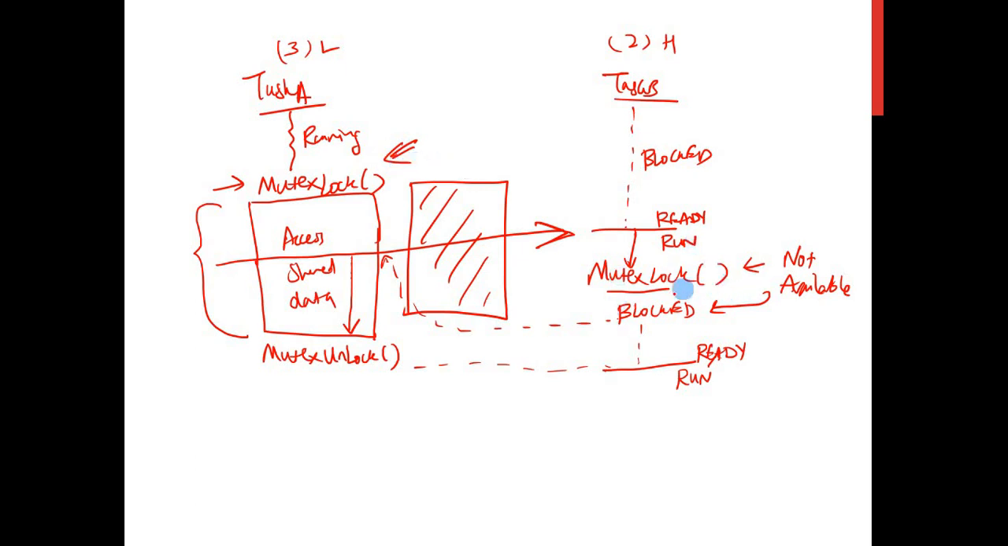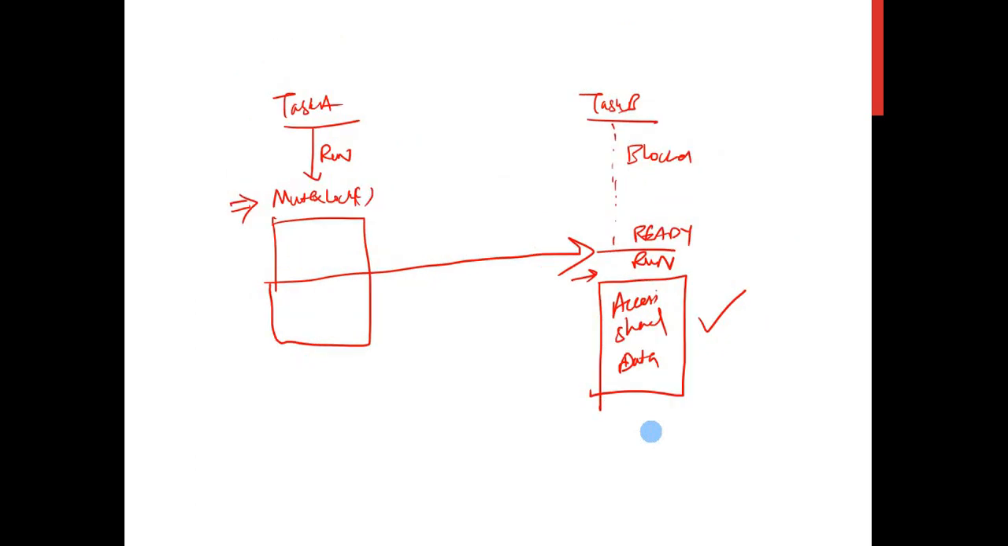Okay, and since somebody else has already locked the mutex, it will cause the current task to go to a block state until the mutex is freed up. So until task A finishes his access and unlocks the mutex, then I can have a context switch over to task B. Okay, and task B can carry on from there. So that is the whole idea of mutex.